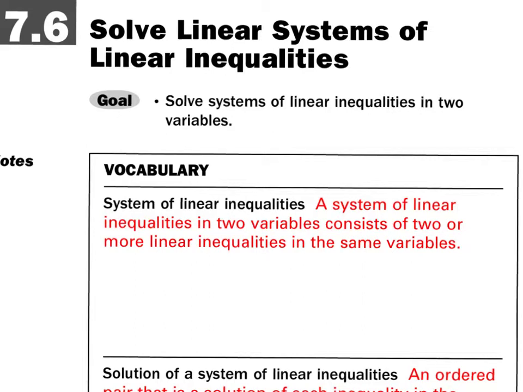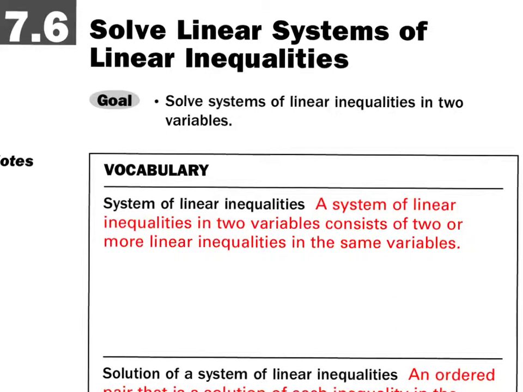For the final section of Chapter 7, Solving Linear Systems, we will be solving linear systems of linear inequalities. If you recall, a linear inequality is graphed much the same way that you would graph an equation. However, we either dash the line or we make it solid, and we have to shade one side of the line. So for our vocabulary today, we have system of linear inequalities.